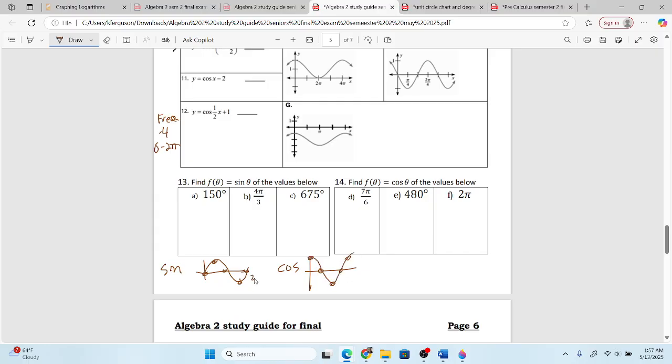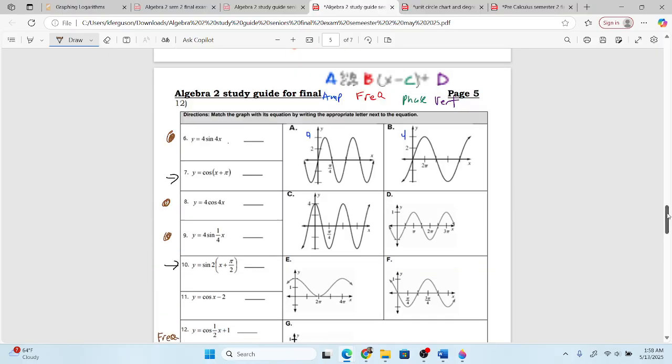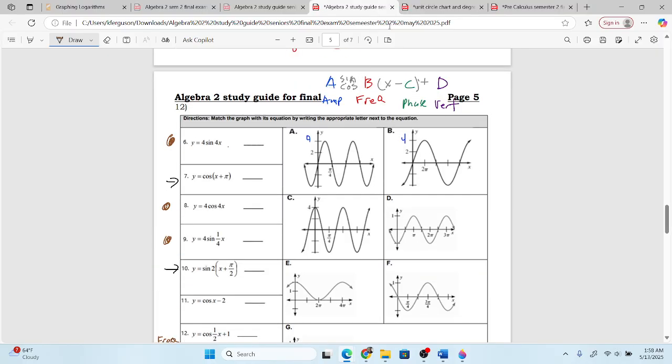So if the frequency was 1, it would just be 2 pi there. But if my frequency is 4, that means I've got 4 graphs that fit within. So that's 1, 2, 3, 4. So let's look at those 3 graphs that we got and see which one fits within 2 pi.